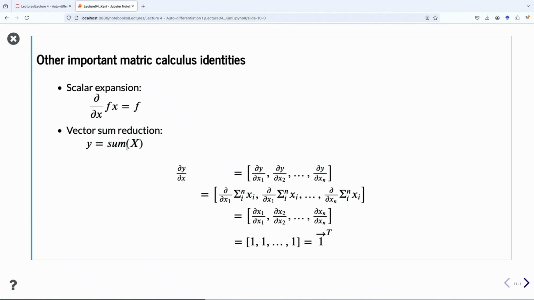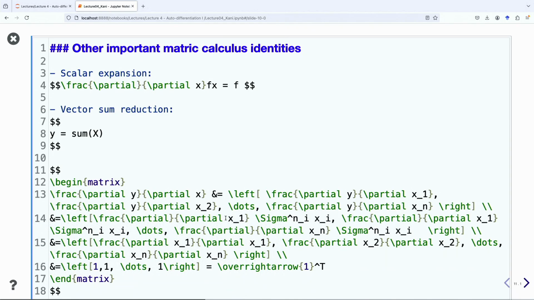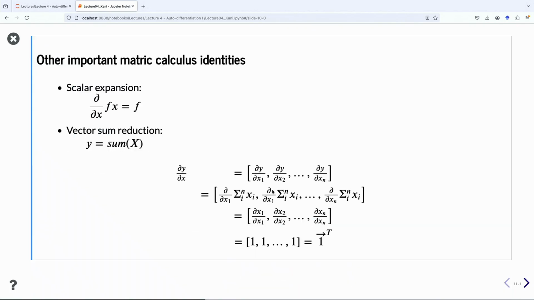Okay. So taking the derivative with respect to x here would be simply that you have to take the derivative of y with respect to x1, then with respect to x2, then with respect to x3, x4. And so another way to write it out would simply be the derivative with respect to x1 of the sum of all the elements of x, then with respect to x2, with respect to xn, etc.